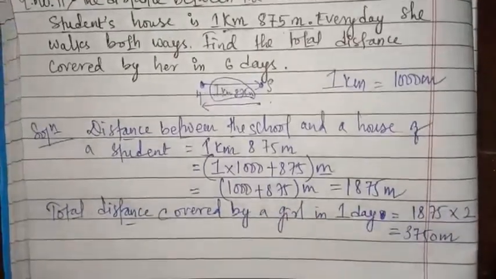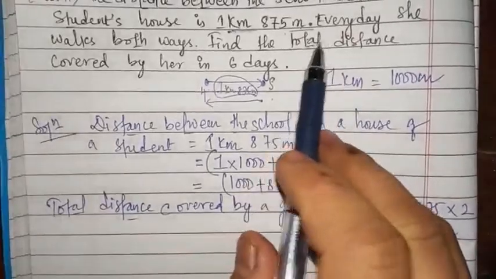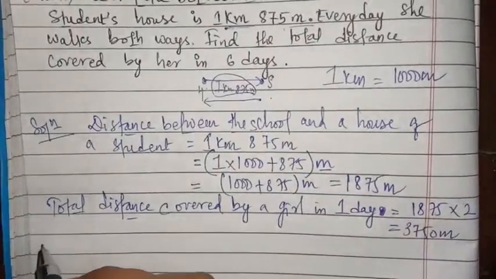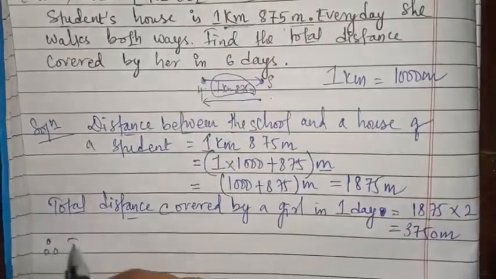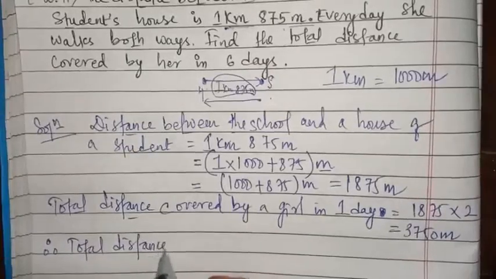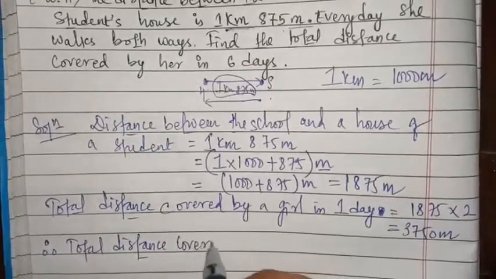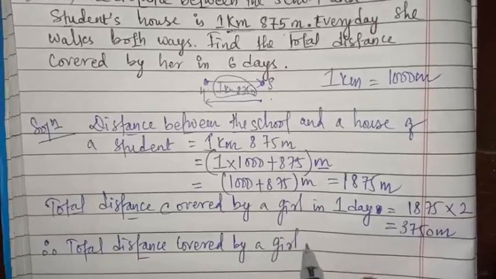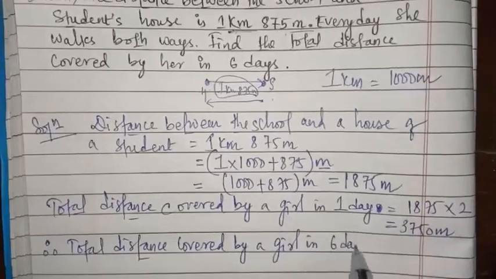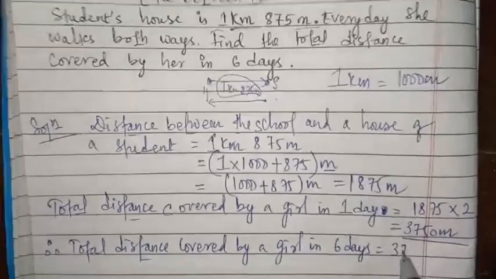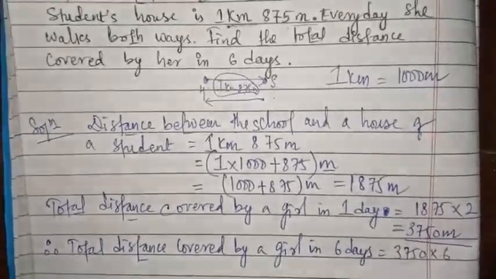Now the question is, you have to find the total distance covered by her in 6 days. So you'll write like this: therefore, total distance covered by a girl in 6 days we have to find. In one day she is covering this much, so in 6 days how much will she cover? Into 6, of course, right?